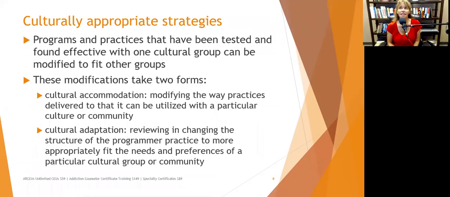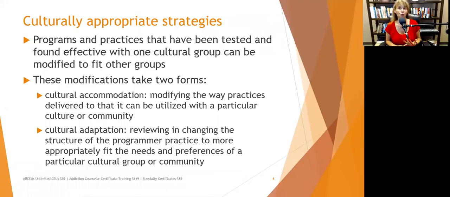Programs and practices that have been tested and found effective with one cultural group can be modified to fit other cultural groups most of the time, but you need to actually step back and look at it before you start implementing it. You don't want to implement on the fly and go, oh, let's just tweak this here and tweak that there. That doesn't work. You need to look at it and go, what parts of this do not work for this particular cultural group, and what can we do differently to get them from point A to point B?